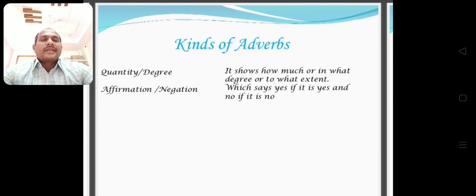Kinds of adverbs. Broadly, there are qualitative, quantity or degree. It shows how much, in what degree, or to what extent the action is. And also another one, affirmation or negation, which says yes if it is yes and no if it is no. There are two broad kinds of adverbs here.